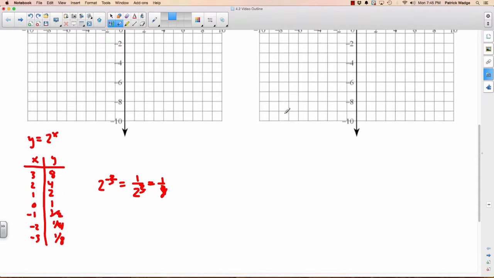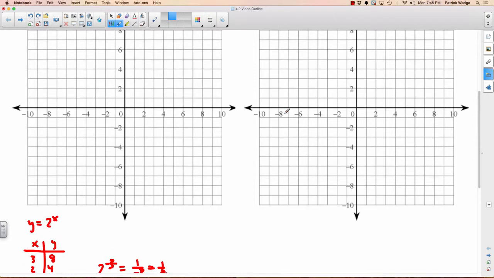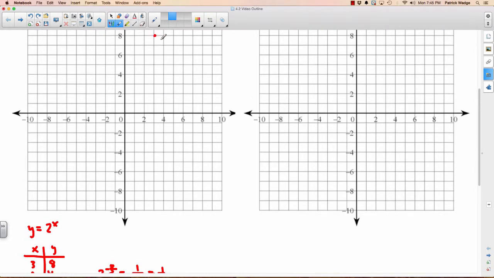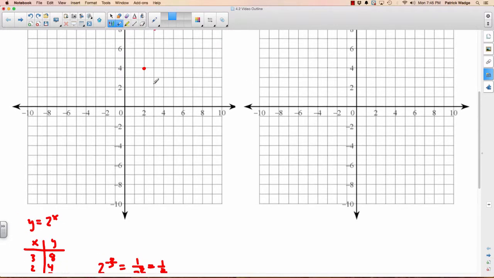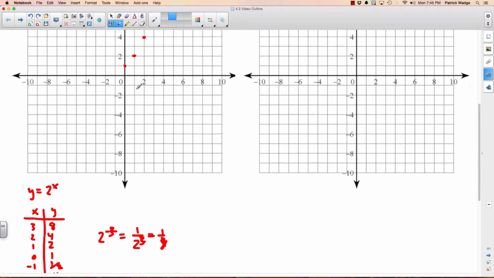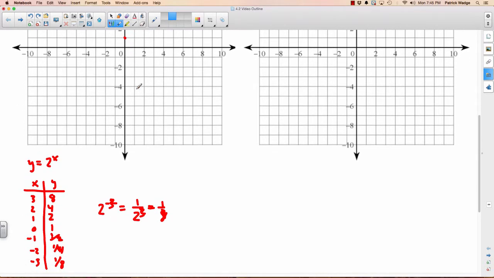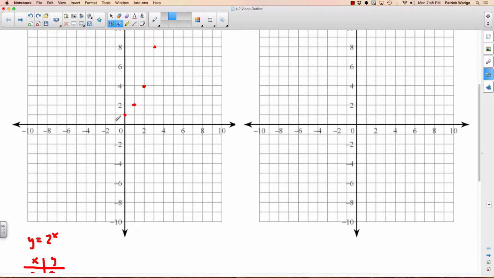Anyway, let's graph that. So we have the point 3, 8, and then 2, 4. And the next 2 points are 1, 2, and 0, 1. So 1, 2 is here, and 0, 1 is right there. Okay, negative 1 and 1/2 is right here, and then negative 2 was at a quarter, so it's even lower, and negative 3 was at an 1/8, so it's even lower. I can't really do it.